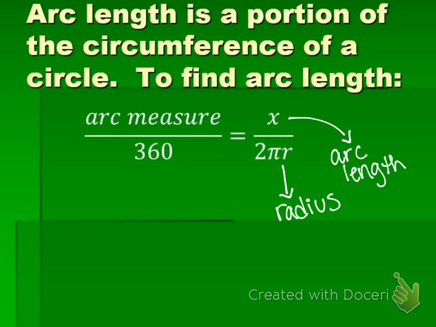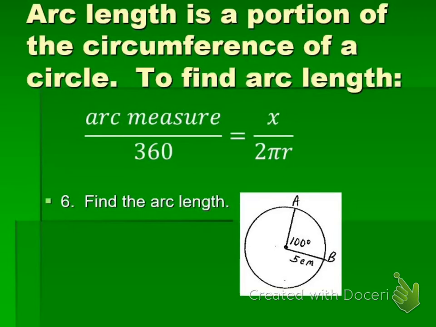The arc measure and the arc length are 2 different things. Arc measure, we use degrees. Arc length would be some distance units, something like meters, feet, yards, centimeters, inches. So length is some sort of distance unit. Arc measure is measured in degrees.